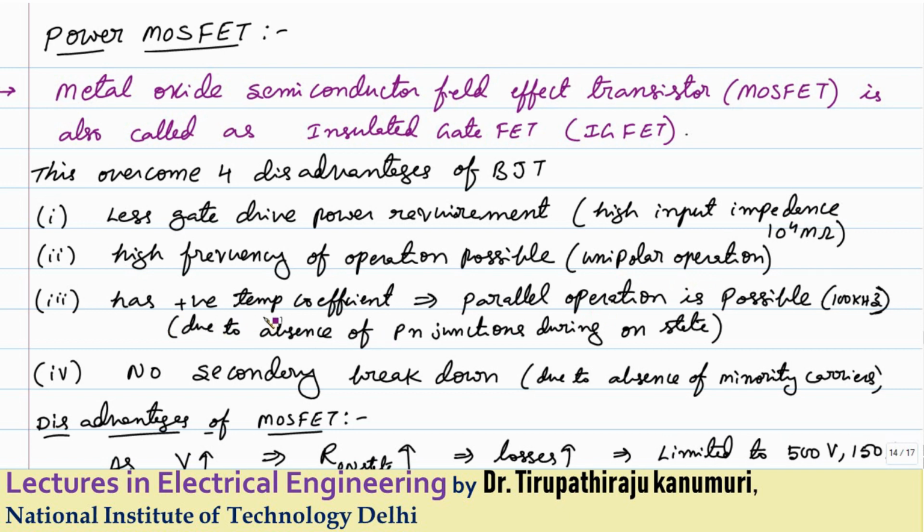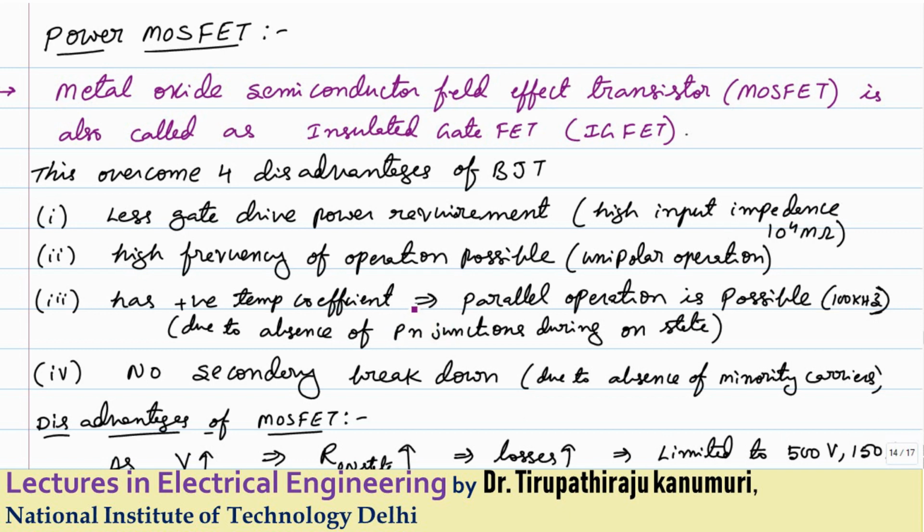And this has a positive temperature coefficient of resistance, compared to the negative temperature coefficient of resistance of BJT. In BJT, when the temperature is increased, the minority carriers increase, so a point will be reached where breakdown will happen. And because of the negative temperature coefficient, we cannot operate two BJTs in parallel, because whichever has the more negative coefficient will take the overload, go on taking the overload, and get damaged. That problem will not be there in this case.